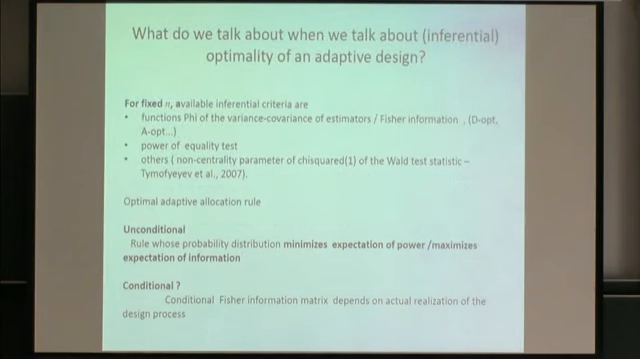In particular, this has consequences on optimality. What do we talk about when we talk about optimality in the usual sense, inferential optimality of an adaptive design? An adaptive design is a rule for assigning the treatments, and it's a sequence of conditional probabilities. So what do we mean when we say that this design rule is optimal?